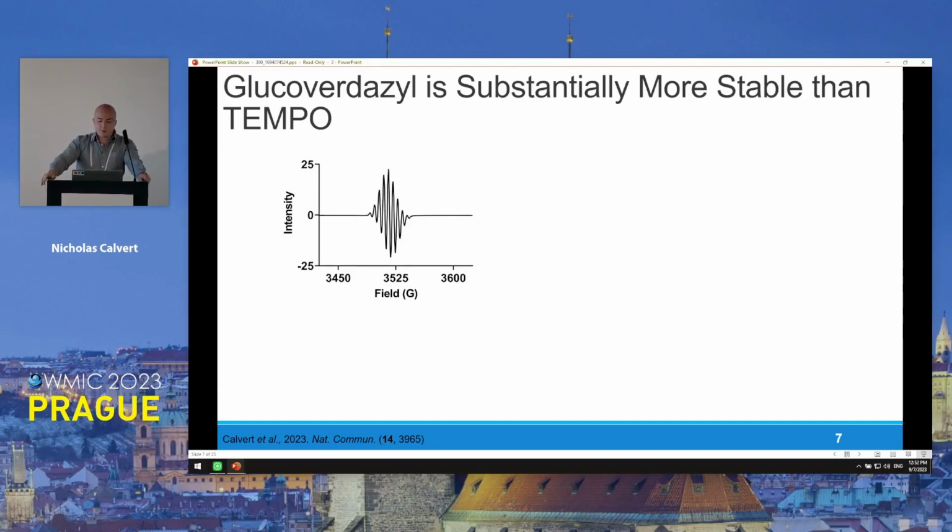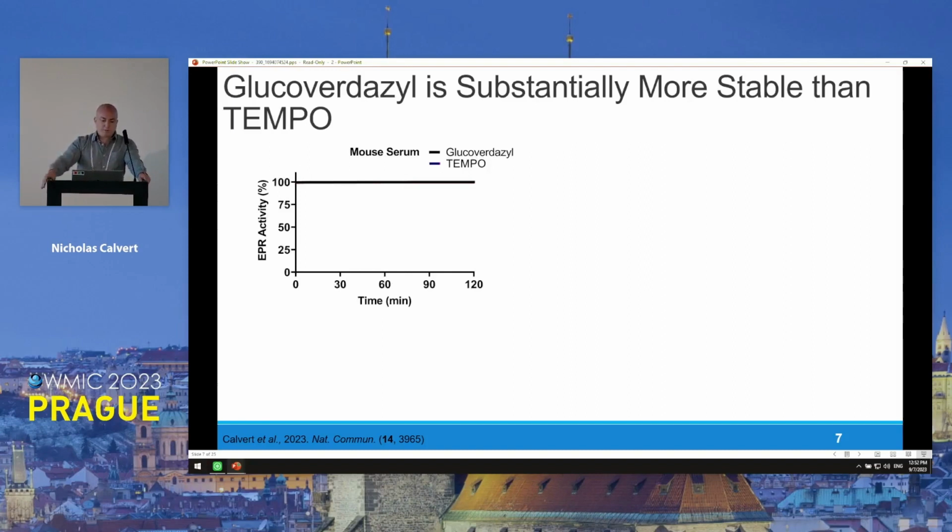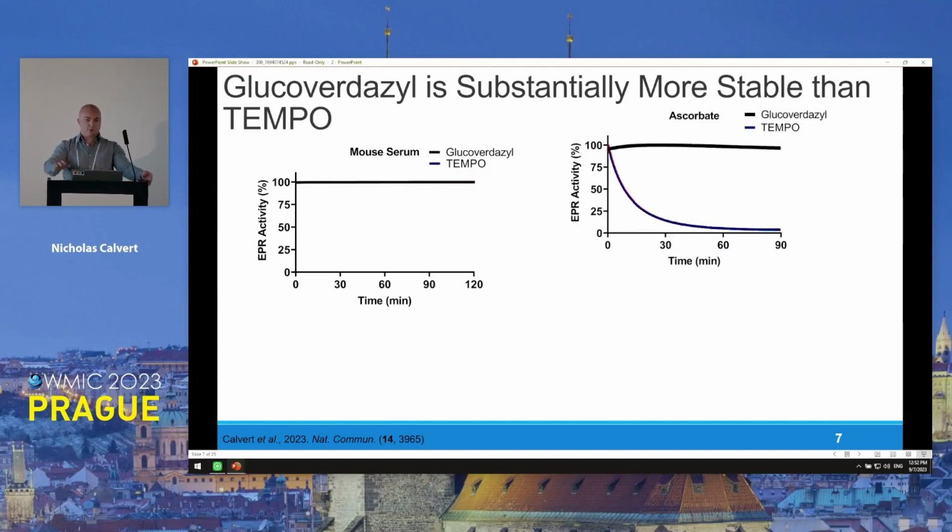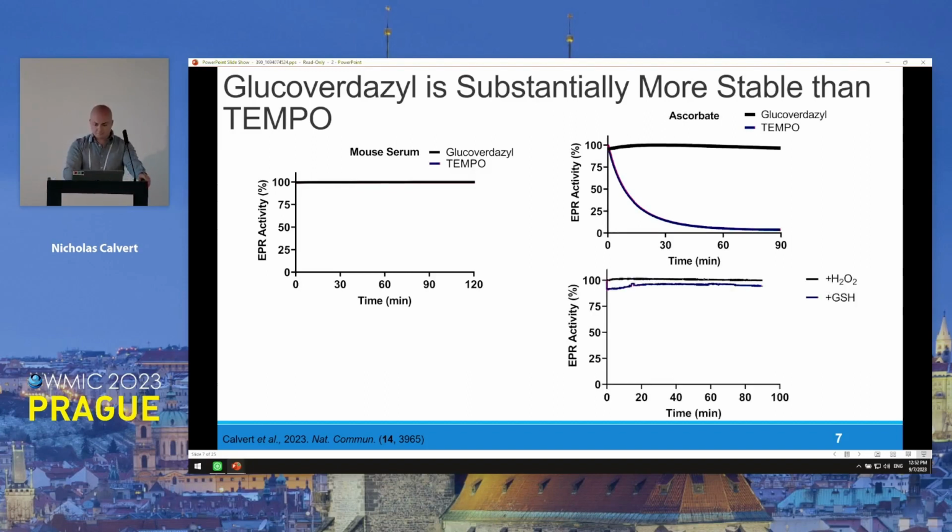So we used EPR in a number of different biological conditions to track the stability. So we looked first at mouse serum and compared to TEMPO all the way through, and with mouse serum, we don't really see any change in that radical activity. Now, with ascorbate, however, which is a strong reducer, by 30 minutes, you see almost all loss of that TEMPO radical activity. With glucocorticosteroid, we see none over 90 minutes and even longer.